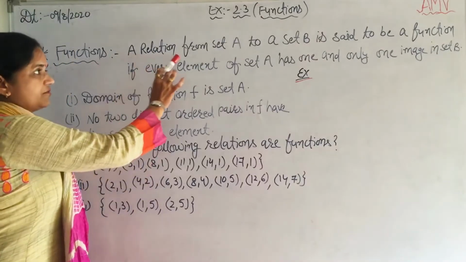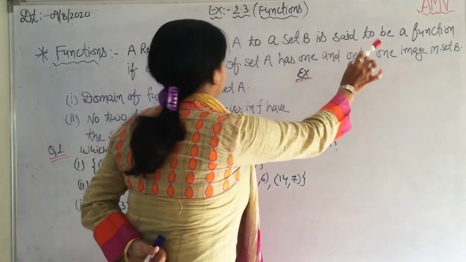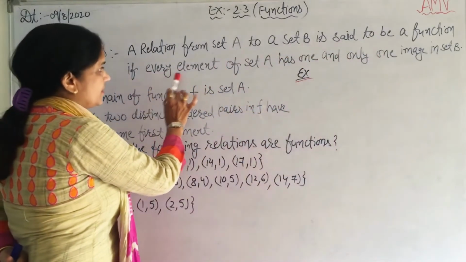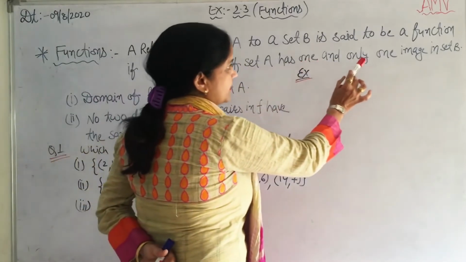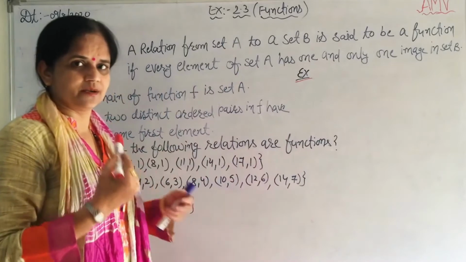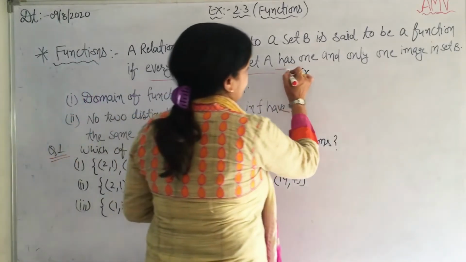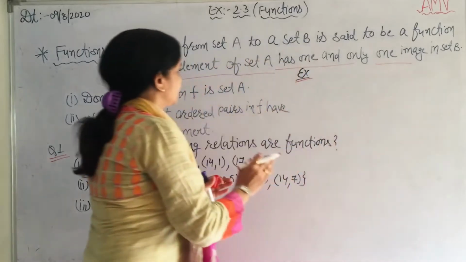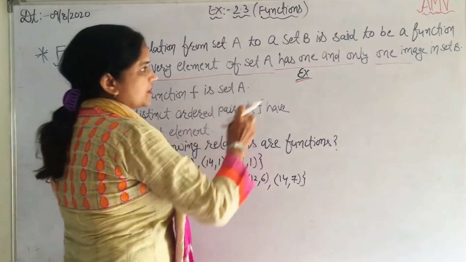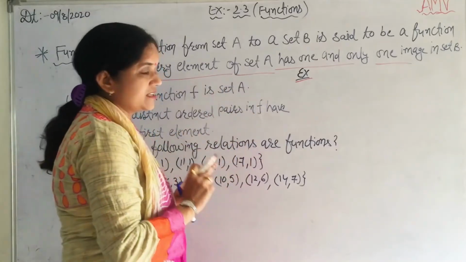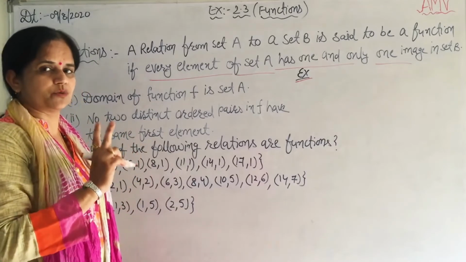Function: a relation from set A to a set B is said to be a function if every element of set A has one and only one image in set B. So the very important statement of the function is that every element of set A has one and only one image. It means an element of set A can't have two images.